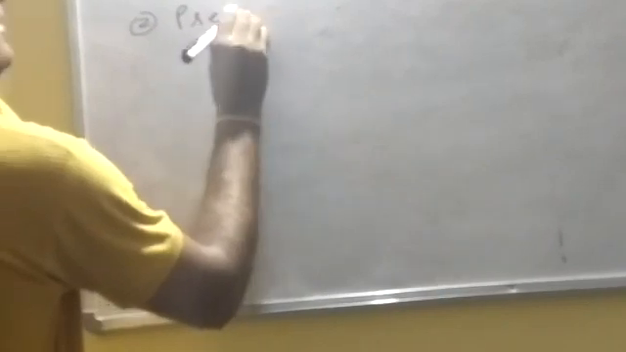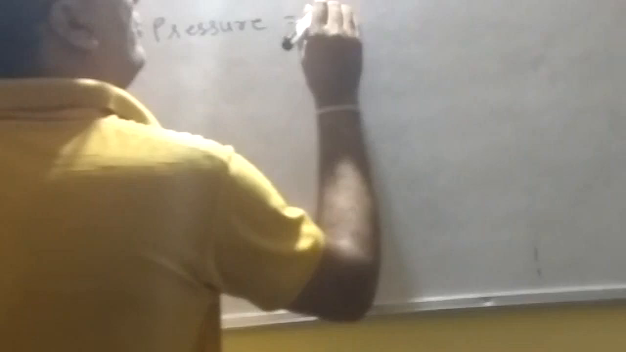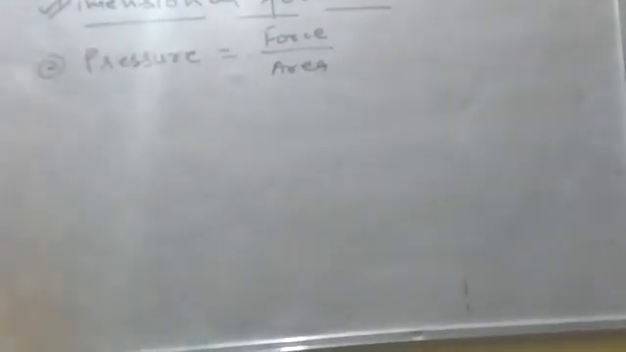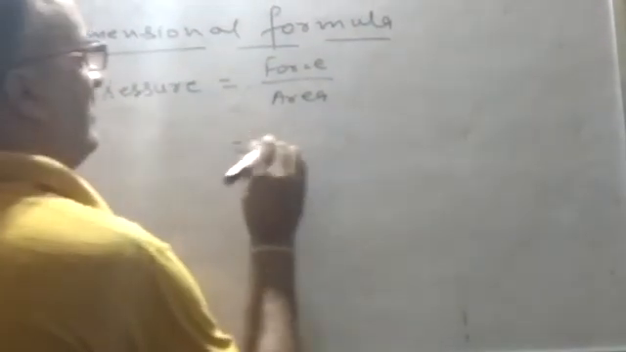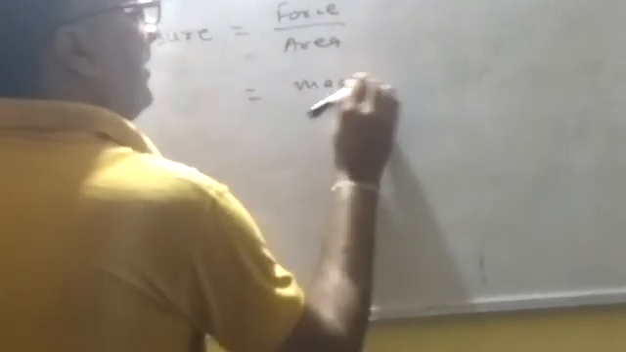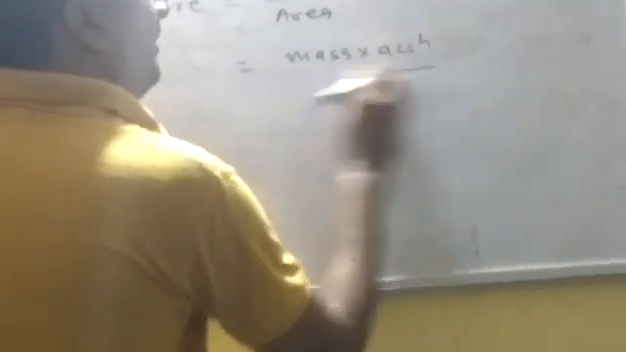Okay, let us take pressure. The formula for pressure, you must remember, is force upon area. You read it in class 9th also, the Archimedes principle and buoyant force. In that, this formula is given: thrust, pressure, that is force upon area. The force is mass into acceleration. So pressure is mass into acceleration upon area.